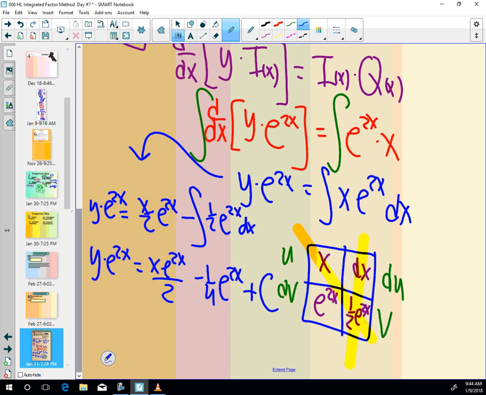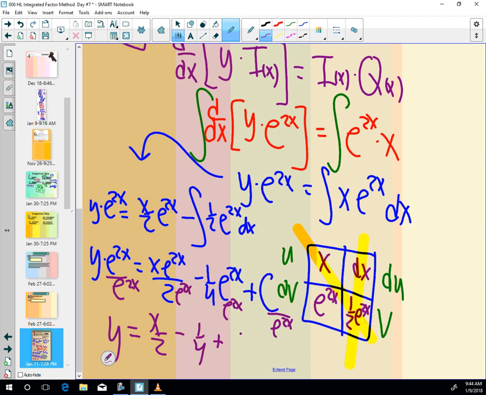What I would do at this point is divide everything by e to the 2x. So this is going to be y equal to x over 2 minus 1/4 plus c times e to the negative 2x. And that's my answer for that weird first order differential equation.